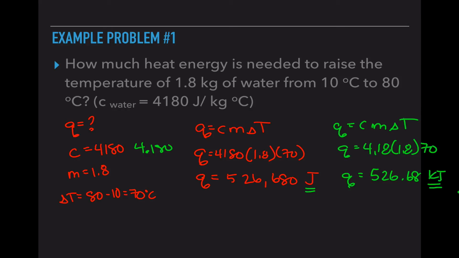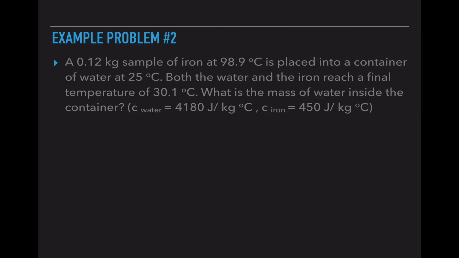So this is a pretty easy example problem. The next one's going to be a little bit more difficult. So for example problem number 2, we have a 0.12 kilogram sample of iron at 98.9 degrees Celsius being placed into a container of water that is 25 degrees Celsius. Both the water and the iron reach a final temperature of 30.1 degrees Celsius. What is the mass of the water inside the container? And again, they give us the specific heat values of the two substances.